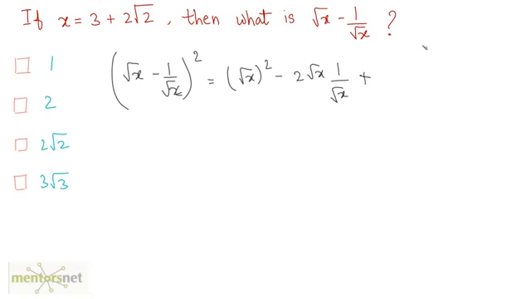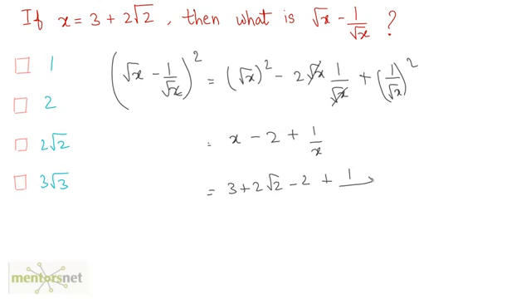B is 1 by root x. So 1 by root x square. So this is equal to root x square is x minus 2 root x, and this root x gets cancelled out. So minus 2 plus 1 by root x whole square is 1 by x. Now I can put the value of x here. So x is 3 plus 2 root 2. So 3 plus 2 root 2 minus this 2 plus 1 by 3 plus 2 root 2.